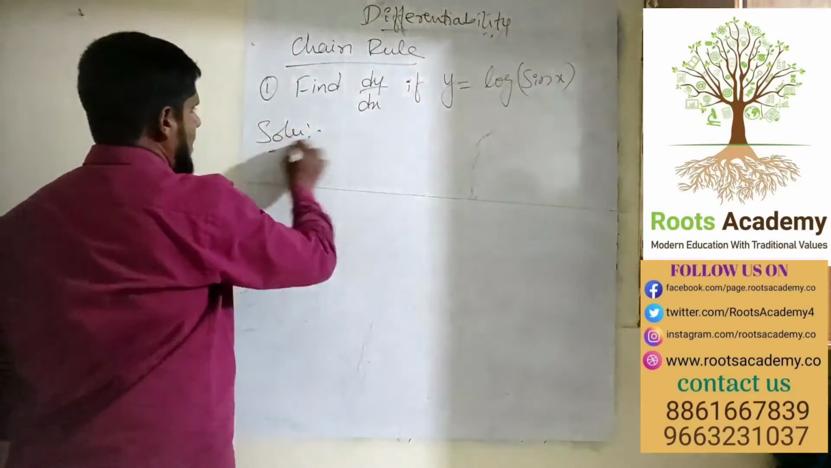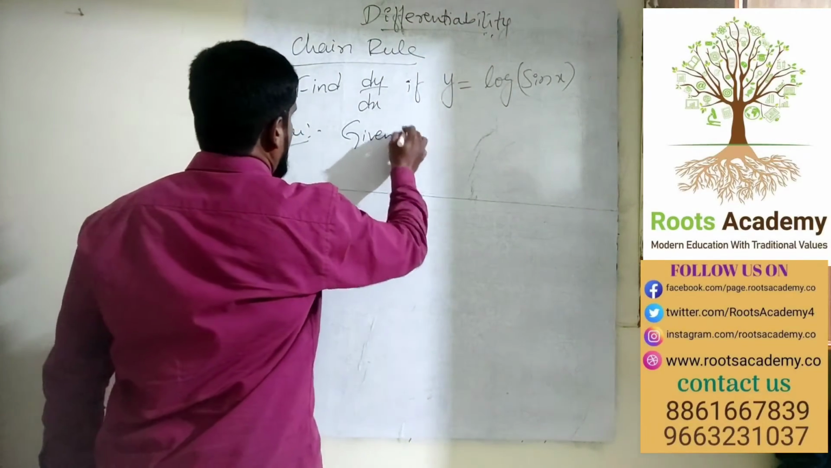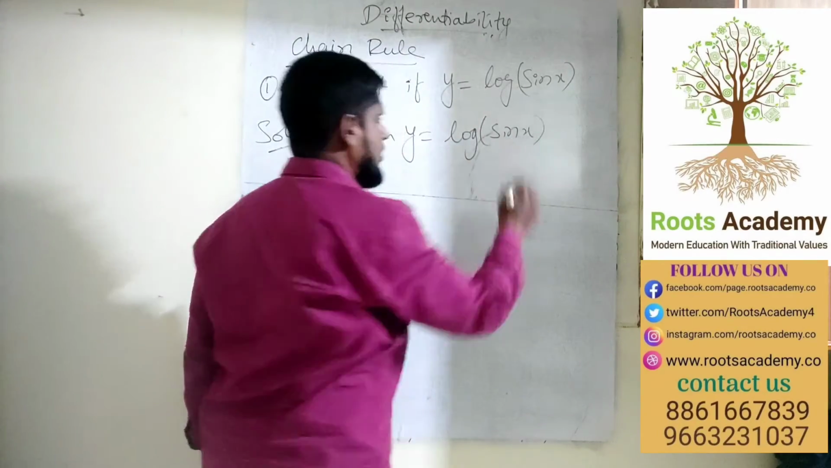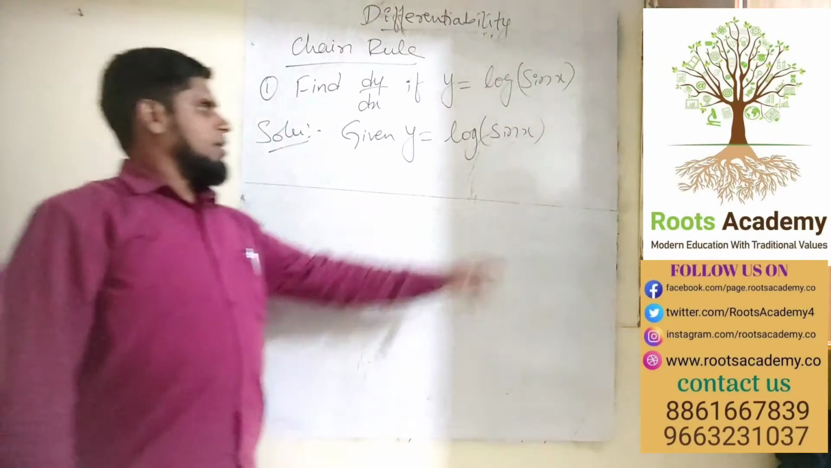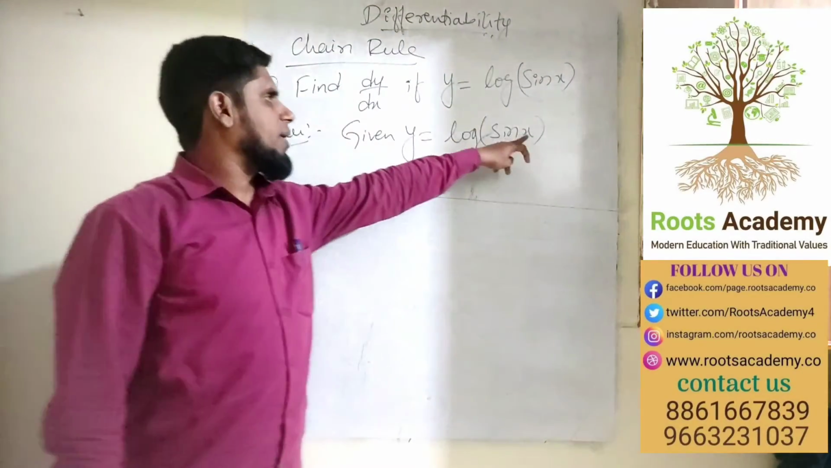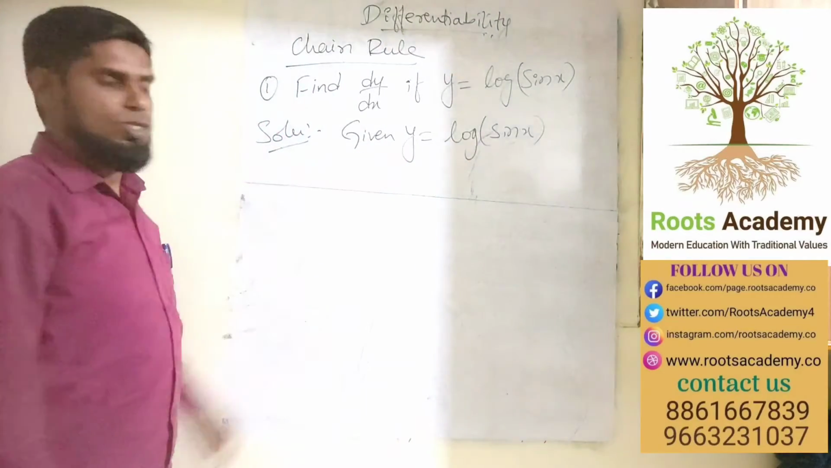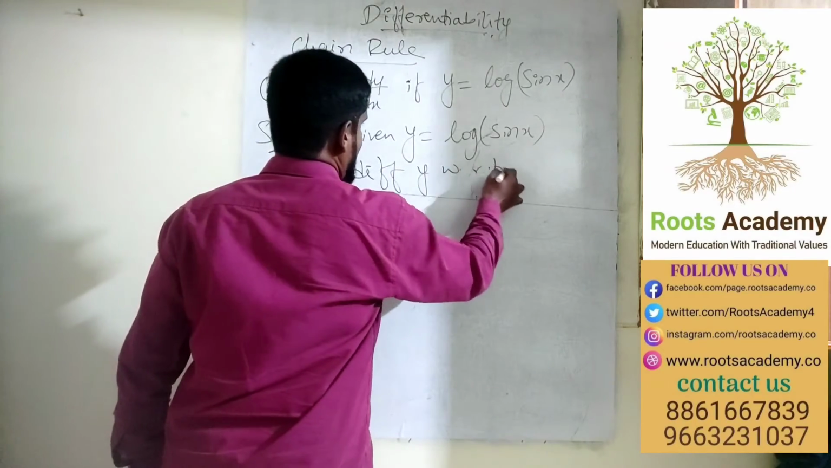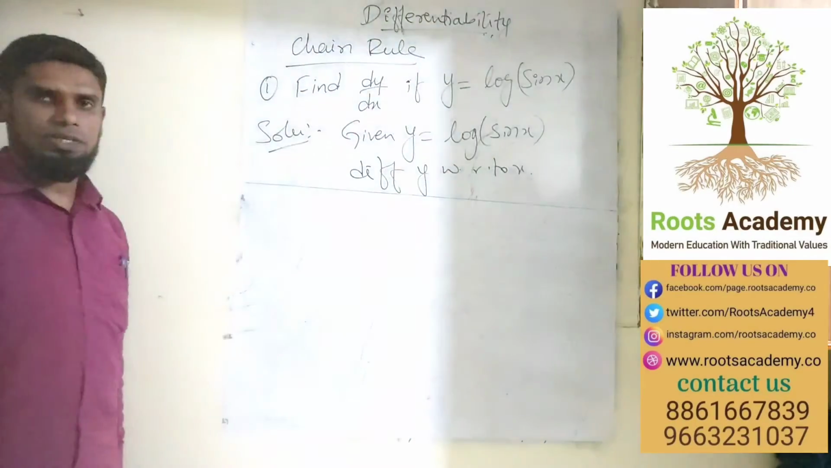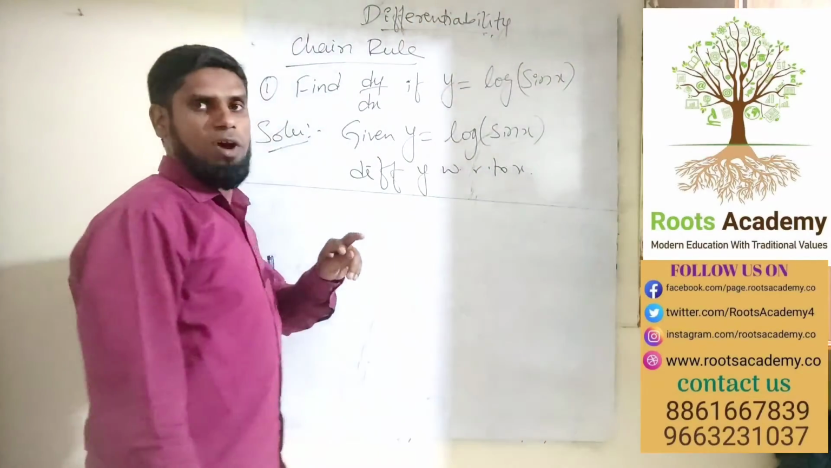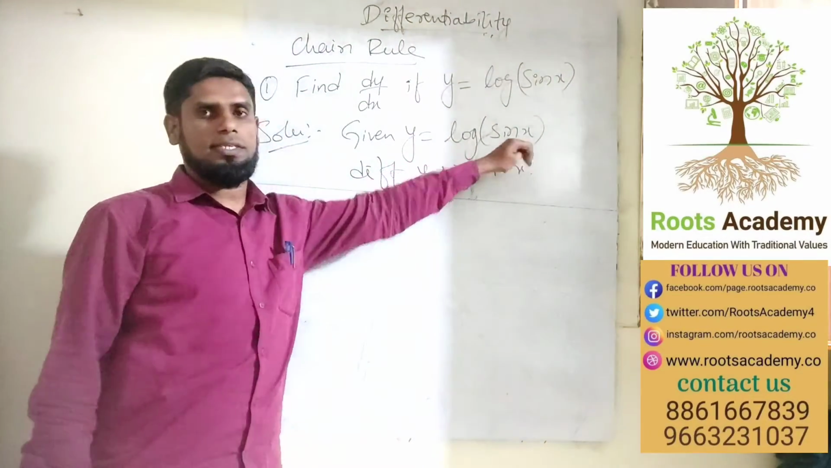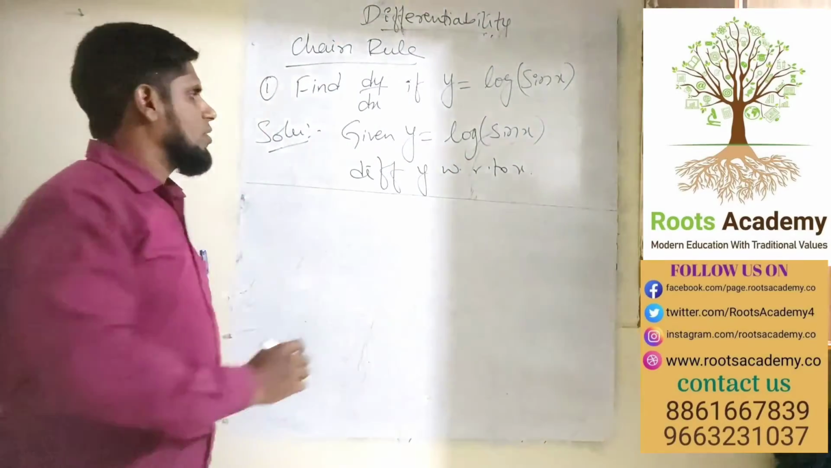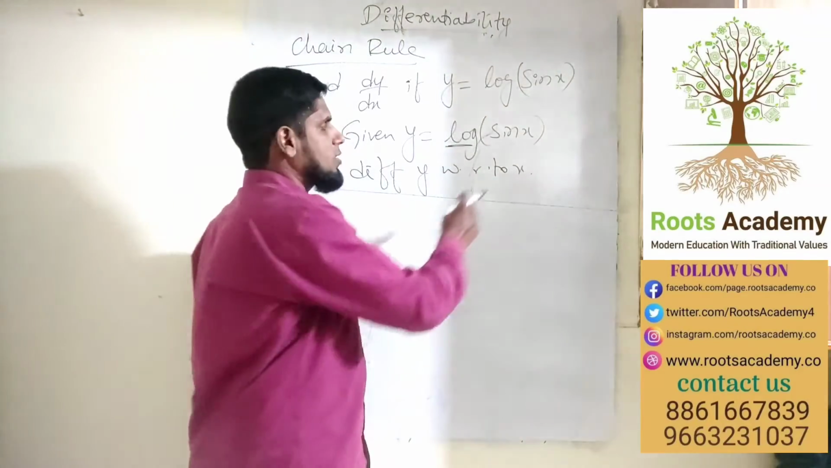Solution. Given y is equal to log of sin x. x is the variable here, that is independent variable, and y is dependent variable. So we should differentiate y with respect to x. As I said in the formula, y is equal to u of x. So now I know that there are two functions here. Log function is the bigger one, and sin x is the smaller.